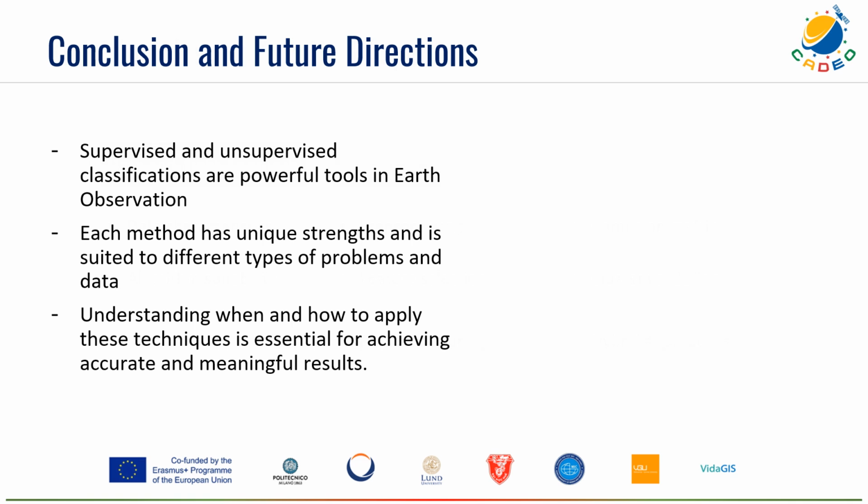So, to conclude, supervised and unsupervised classification are powerful tools in data analysis, machine learning, and Earth observation. These methods have unique strengths and suit different types of problems and data. Understanding when and how to apply these techniques is essential for achieving accurate and meaningful results.